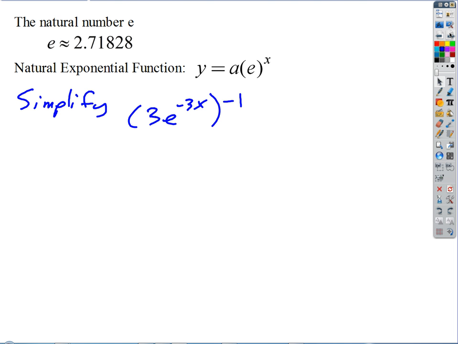The natural number e. Oftentimes, when we're dealing with exponential functions or their inverses, logarithmic functions, the base that shows up in the real world is this constant number called the natural number e, or Euler's number. It keeps going. It's just like pi. It goes on forever.